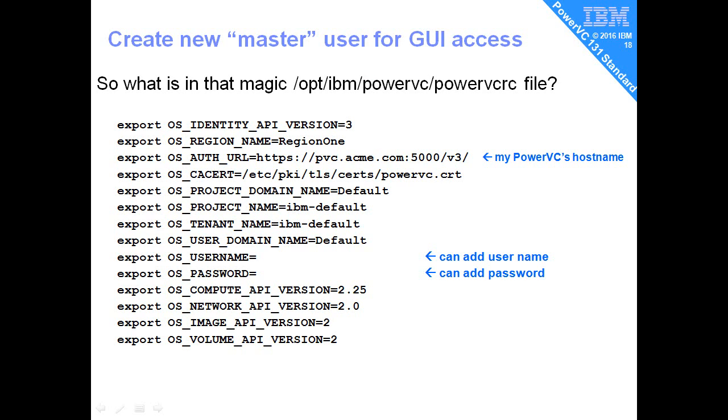So here's the contents of that PowerVC RC file. Quite complicated. I have no idea what most of this stuff does. It's just this is what you need. Third line down is the actual host name of my PowerVC. Well, I had to cut it down to make it fit on the slide. And we can see the OS username and OS password are blank. You can fill that in there, then you don't have to keep typing it in each time. Now we can use this file to get the new PowerVC user to be able to run the OpenStack commands, and we'll show you that next.